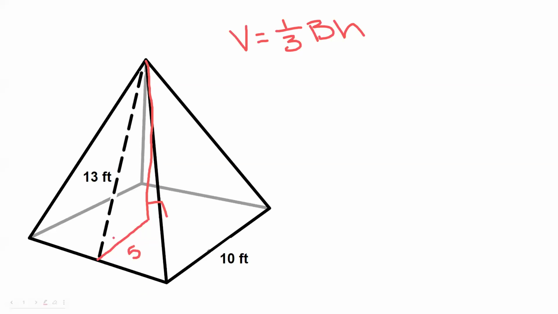I can use Pythagorean theorem to solve for the missing leg, which will be the height that I need to use in this formula. So I can use a squared plus b squared equals c squared. Notice our slant height is across from our right angle, so that's the hypotenuse. And 5 will be one of my legs. So 5 squared plus the height that I'm missing squared equals 13 squared. I'm going to open up my calculator. We're going to solve for this missing leg.